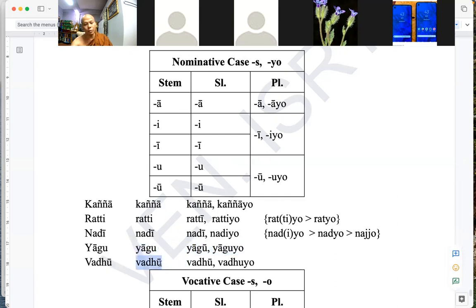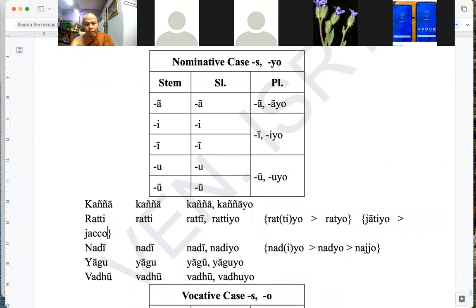And then waduyo. So for the I, I, U, U, you see, radi also can be constructed as radiyo. And the nadi also, nadiyo. So for example, we have another form, like the jati ending in the I. Jati. So for plural form, jatiyo. And jatiyo also can be constructed as jatjo in this way.